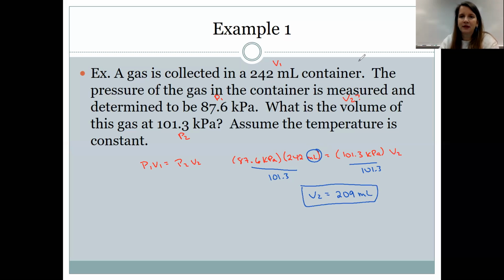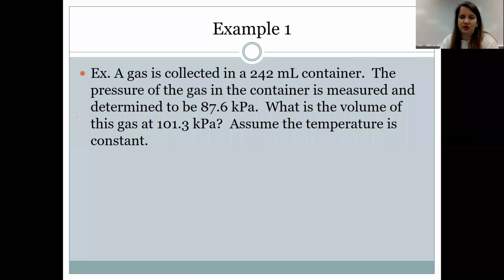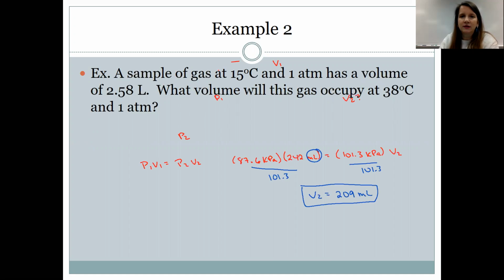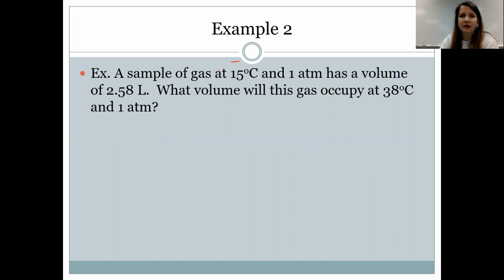Okay, let's take a look at this next question. A sample of gas at 15 degrees Celsius, so that's a temperature, temperature 1, and 1 atmosphere. Atmosphere is a pressure. It has a volume of 2.58 liters.